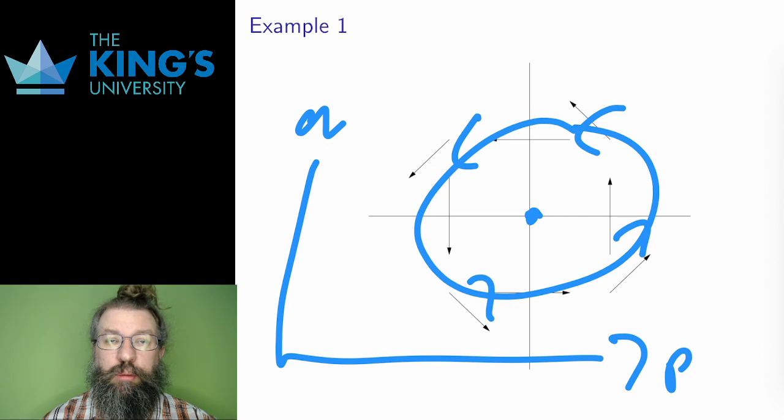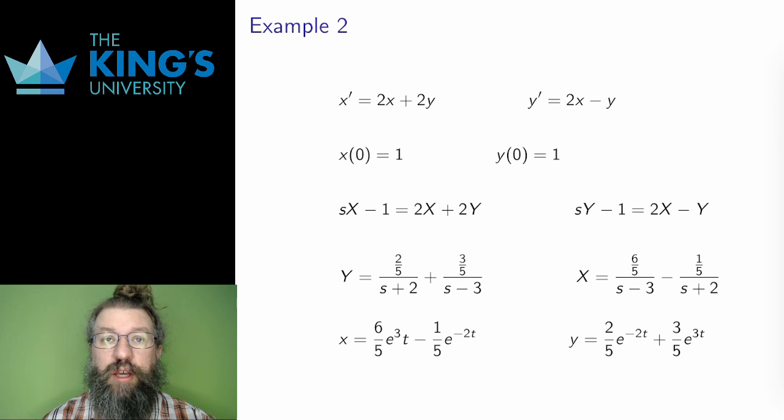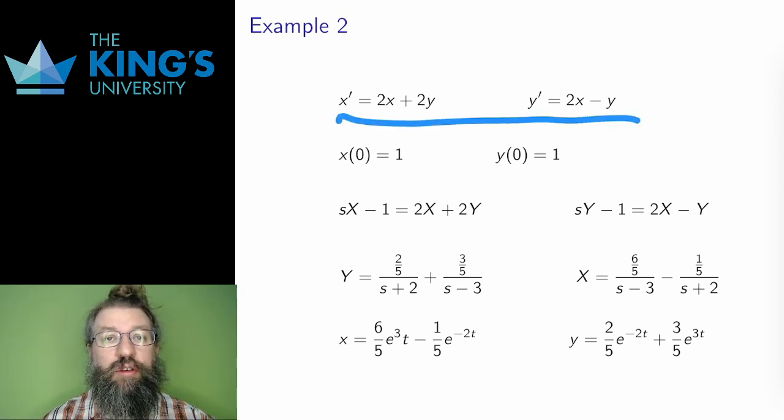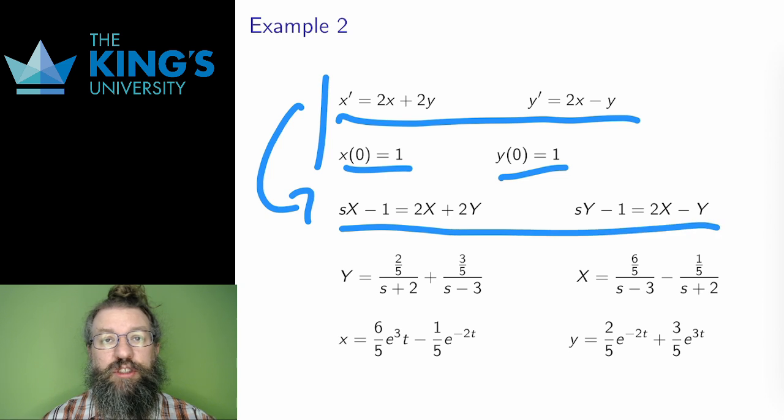Here's another example, a little bit more involved. So this looks like a general linear system. x prime equals 2x plus 2y, y prime equals 2x minus y. There are some initial conditions. I have my two equations. I have my initial conditions. I'll apply Laplace transforms. The derivative turns into sX minus this initial condition. This derivative turns into sY minus the initial condition. x and y become uppercase X and Y.